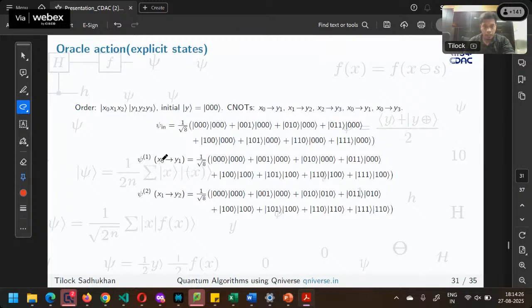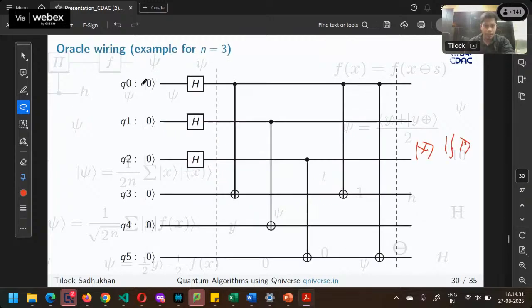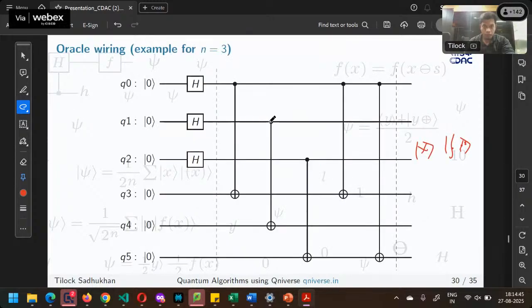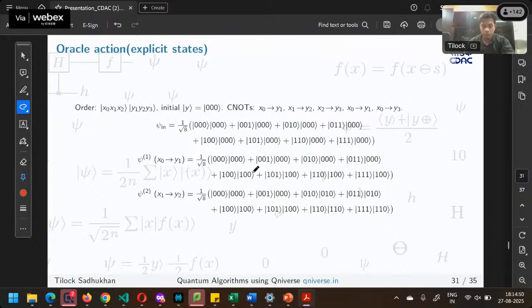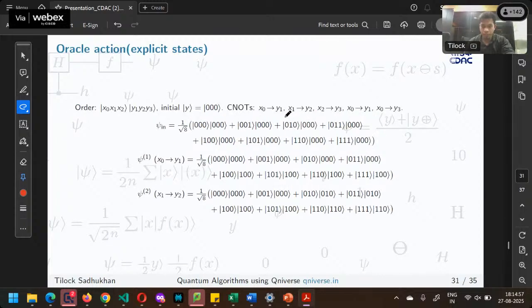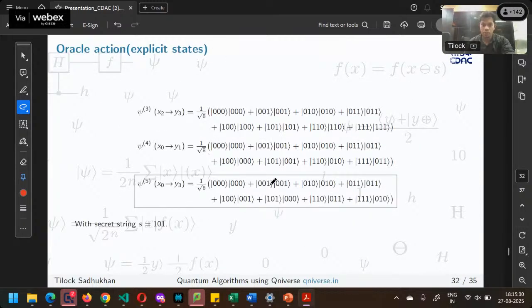In the second register, I have tried to apply the CNOT gate from x0 to y1. This is my x0, this is my x1, and this is my x2. Similarly, this is my y1, this is my y2, and this is my y3. After applying, we get this kind of state. Then applying from Q1 to Q4, I get this state again. If we apply accordingly the kind of operations that I have applied here, we get the exact same state that we are supposed to get.